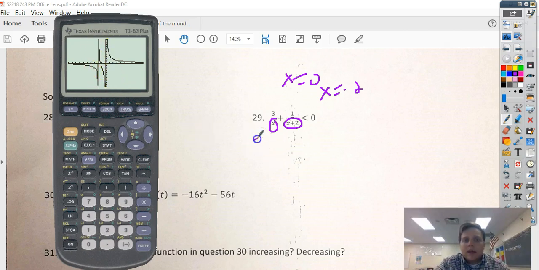So I seem to be producing negative numbers from negative infinity to negative 2. Now, be very careful. It's not just negative 2 to 0 here on this one. Because what do you notice?